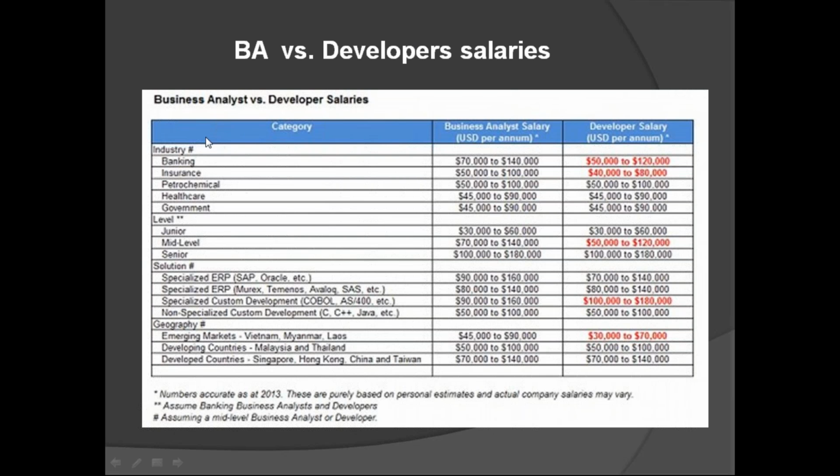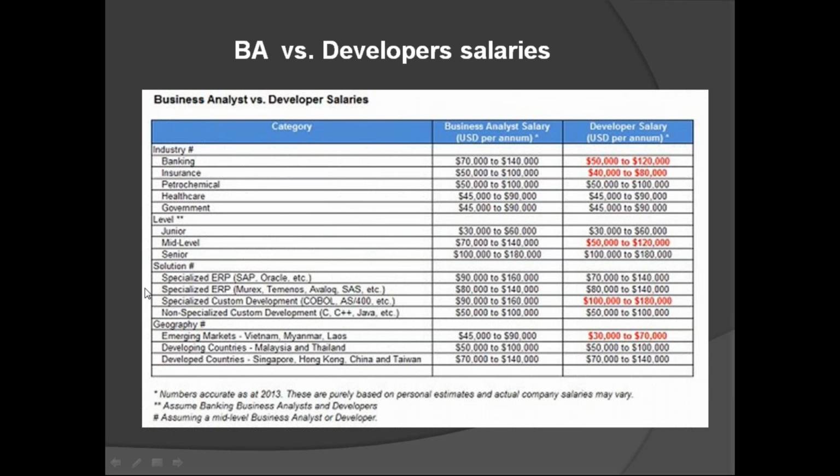So let us see, industry wise in banking, the BA is getting $70,000 to $1,40,000, but a developer is getting $50,000 to $1,20,000 only. If you take level wise, if you take mid level, the BA is getting $70,000 to $1,40,000, but a developer is getting $50,000 to $1,20,000.